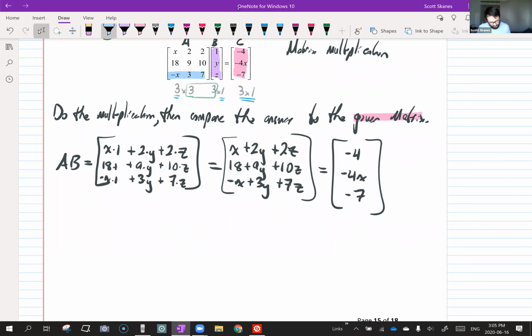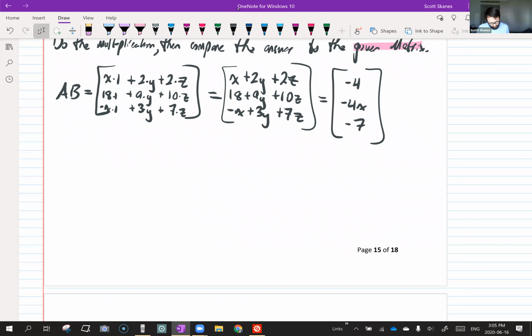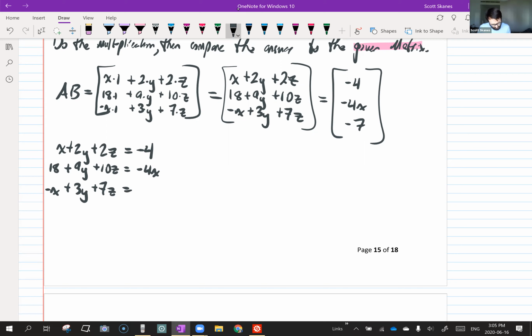So if we know that these are equal, then what we actually need to do is make them equal without the matrices. So we know that x plus 2y plus 2z equals -4. I'm going to set that up as its own thing. I'm also going to say 18 plus 9y plus 10z equals -4x. And I'm going to put -x plus 3y plus 7z equals -7.